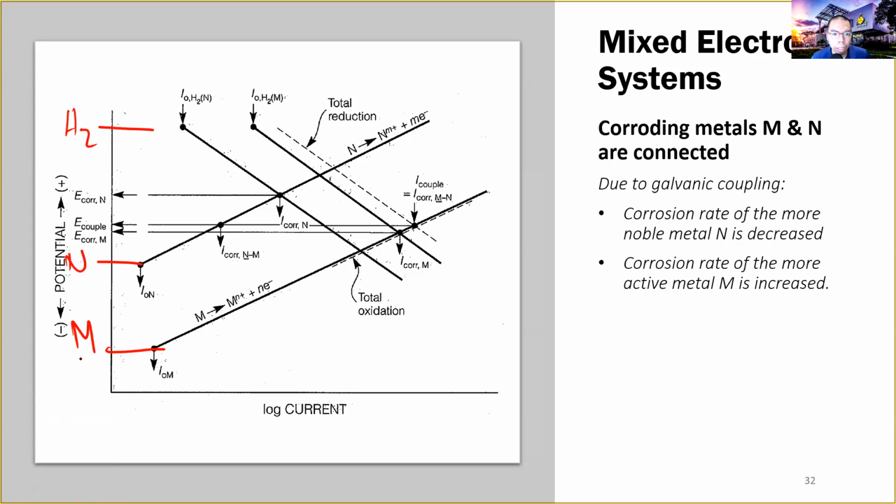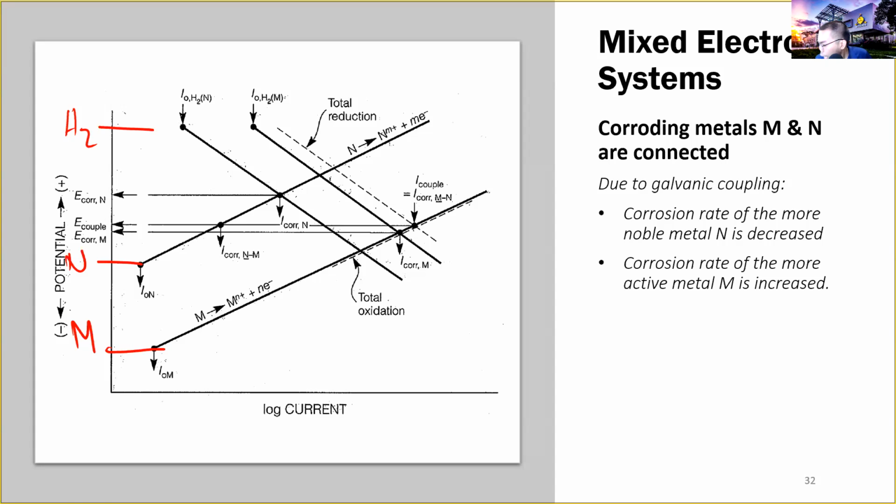Kaya yung galvanic corrosion is really detrimental since sobrang laki ng corrosion increase dun sa less noble metal or dun sa corroding metal when kinouple natin siya with another metal. That's why we don't like galvanic corrosion. We don't like pairing dissimilar metals together. It's due to this polarization curve.